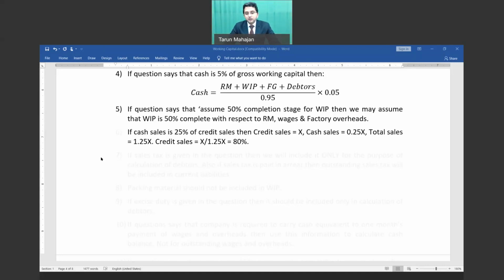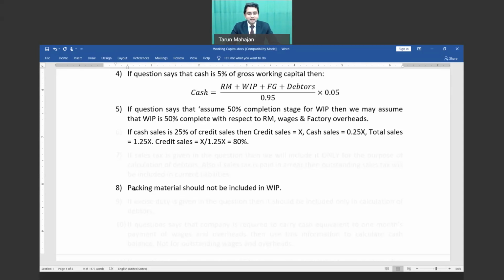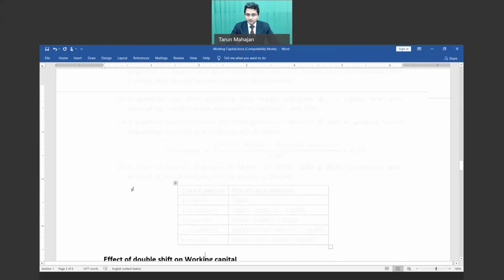Oh, yes. I was saying, suppose packing material is also given. Then packing material should not be included in the valuation of WIP. You know why? It should be included in the valuation of finished goods, but it should not be included in the valuation of WIP, because if the material is not yet fully processed, how can you pack it? So this is another special point which needs to be considered.